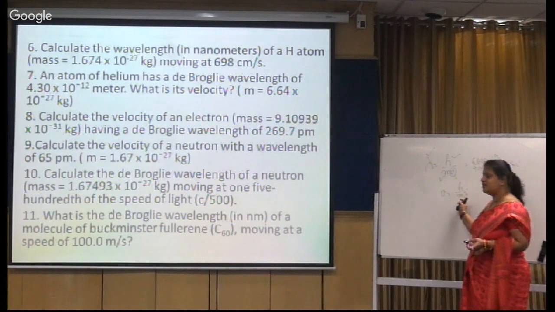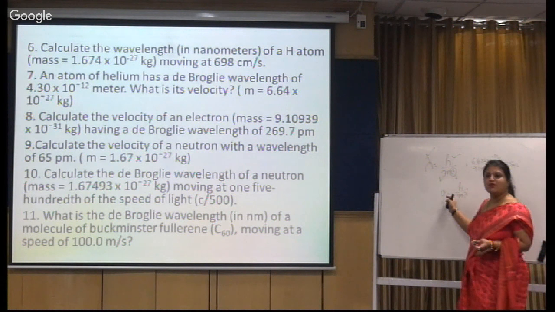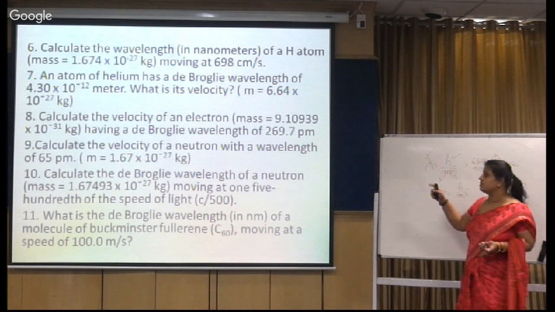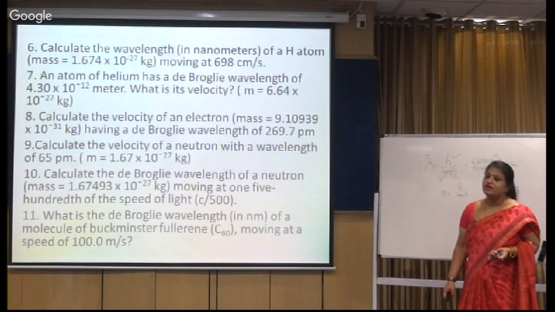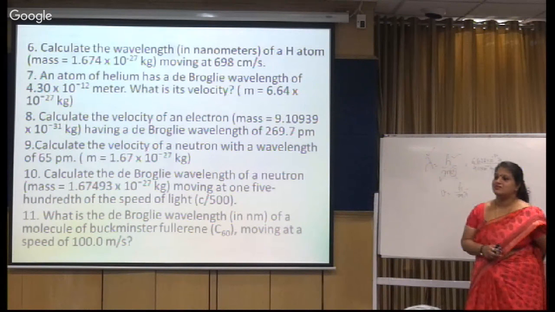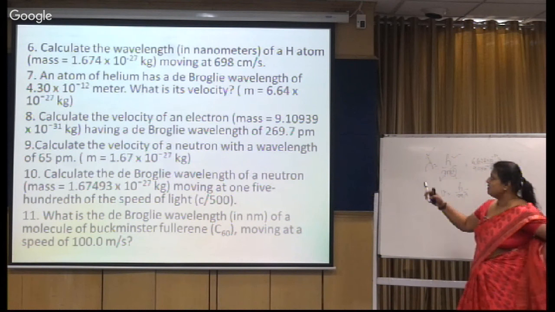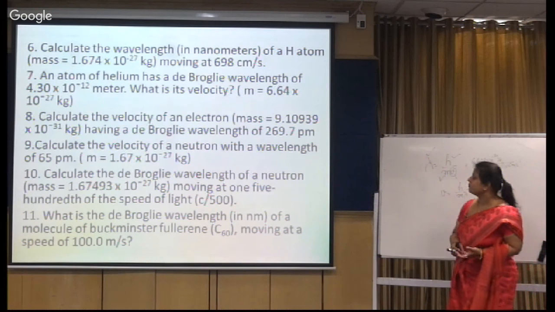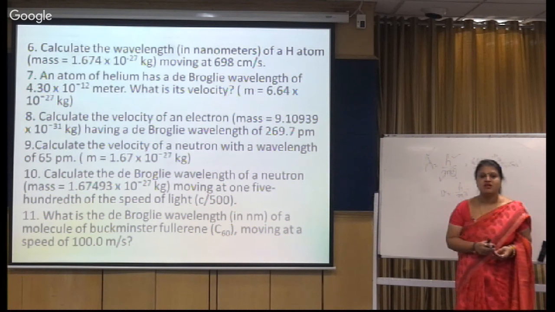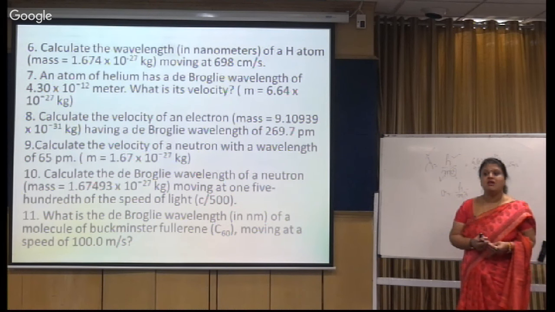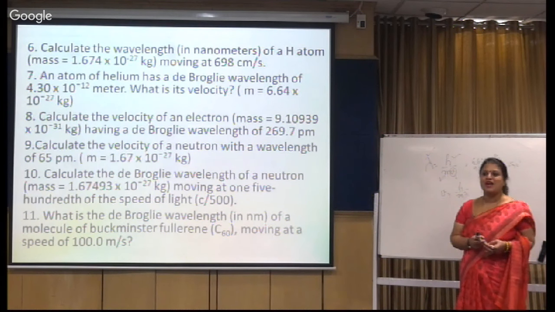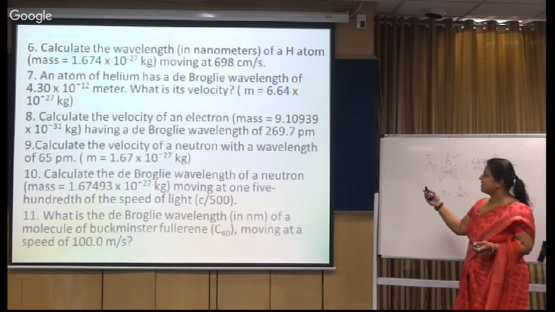You have wavelength given, mass given, you have to calculate v, but please be careful that the wavelength given here is in terms of picometer. So first convert it in SI units, convert it in meter, and then use the value for the numerical. So what will be the value of the wavelength in terms of meter? It will be 269.7 into 10 to the power minus 12.